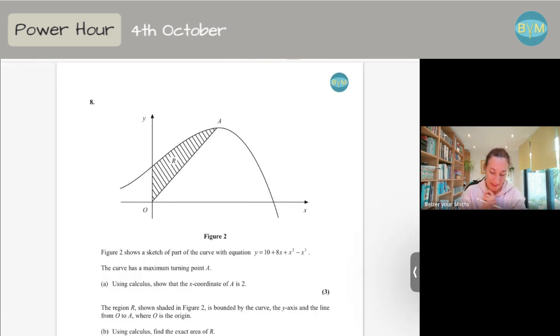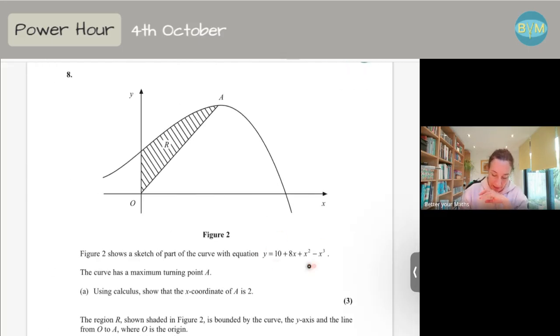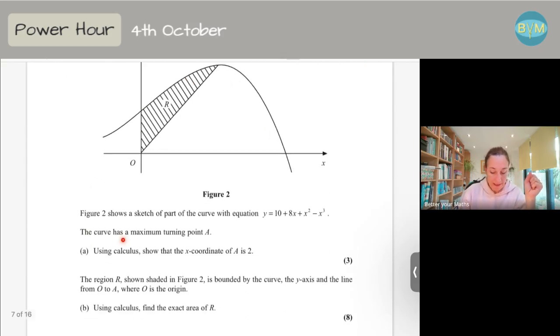This one here. Again, this is something that you could do at the end of year 12 because it's a polynomial, but it's in a year 13 paper. So all of them in year 13 papers. So we have a sketch of part of this curve, which is a cubic. So we have this function here. The curve has a maximum turning point at A. This is A. Using calculus, show that the x-coordinate of A is 2.